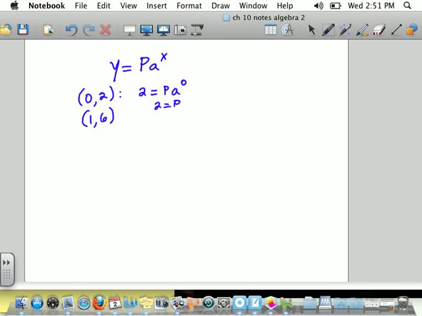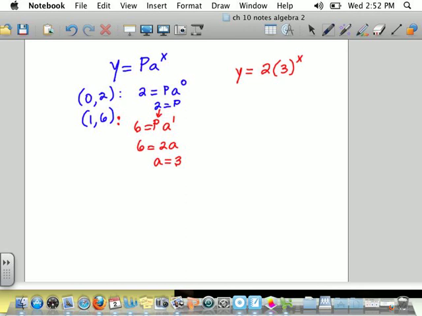For this other one, when I plug in 1 for x, I get 6 for y. But I already know that p is equal to 2, so let's plug that in. I get 6 equals 2 times a to the first power, so 2a. So what's a? 3. Yep. So that means your function is y equals 2 times 3 to the x. So that's your function.